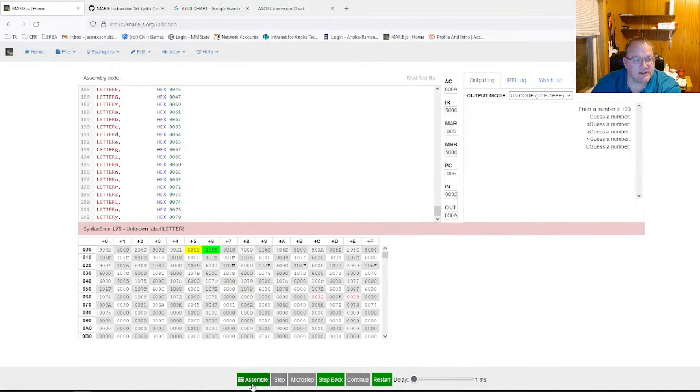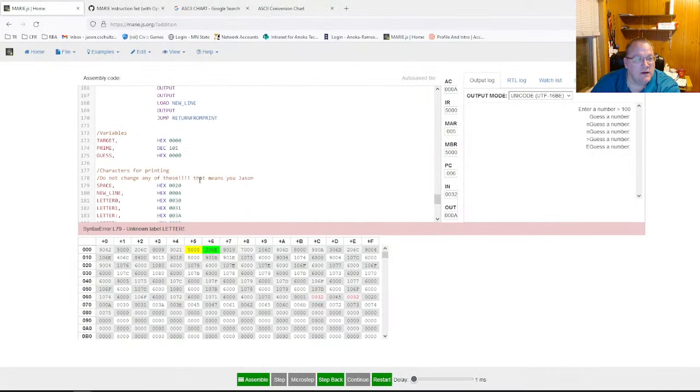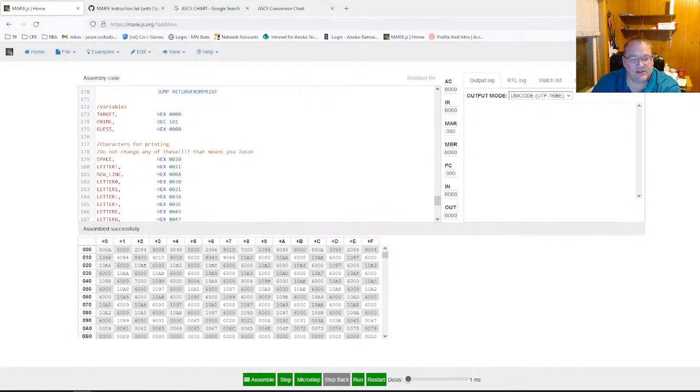All right, so I'll click assemble here, and then I need the exclamation point. And the exclamation point is, I just need to find it. Right there, 21. That's going to be way up here. Letter, exclamation point. And it's not really a letter, but we'll call it good enough. And that should get us all the way to the end.